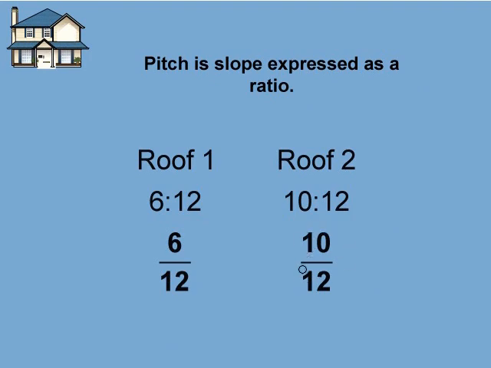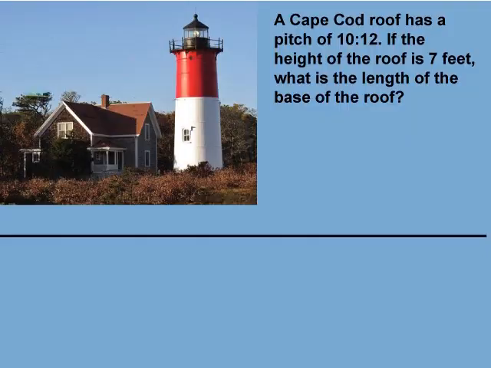Let's look at another example. A Cape Cod roof has a pitch of 10 to 12. If the height of the roof is 7 feet, what is the length of the base of the roof? This is an example where we know the pitch and are trying to assign measurements to the rise and the run. This involves solving a proportion.